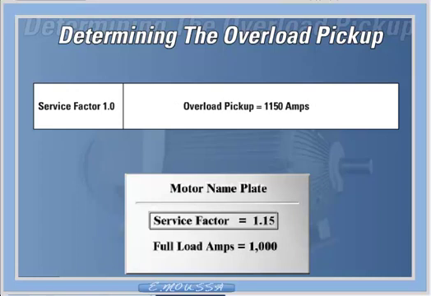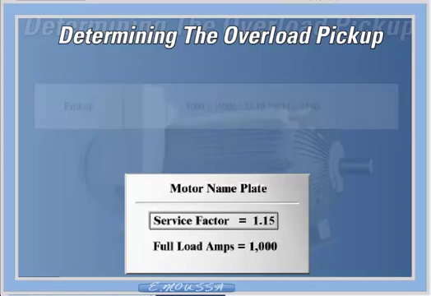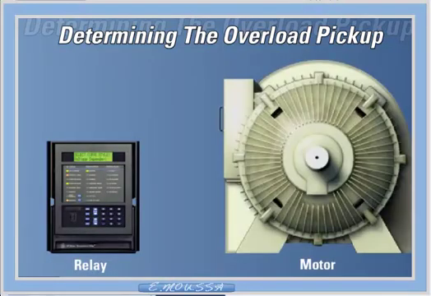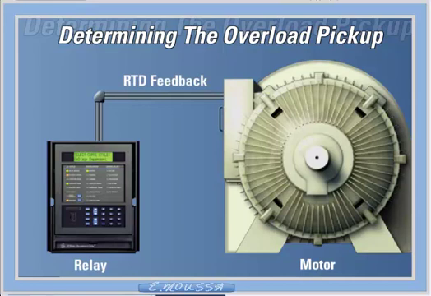Having said this, it is common practice to set the pickup to no more than the rated motor full load current plus no more than 10% of the service factor, unless there is another independent measure of motor temperature, such as stator RTDs. If the motor's winding temperature is also being directly monitored by an RTD biasing function to the thermal model, the overload pickup can be safely increased to the maximum allowable value for that motor.